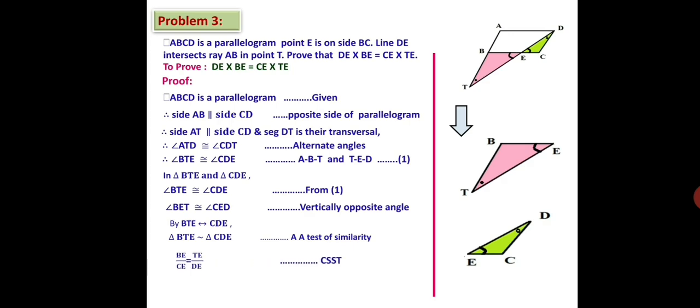Therefore, we can write BE upon CE is equal to TE upon DE, that is corresponding sides of similar triangles. Thereby cross multiplication, you are getting DE into BE is equal to CE into TE, which you are required to prove.